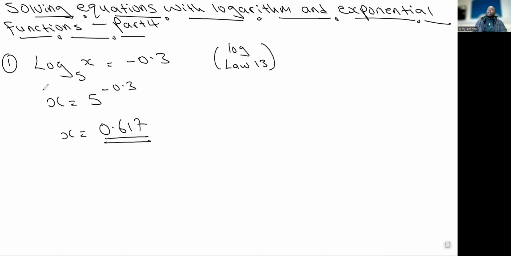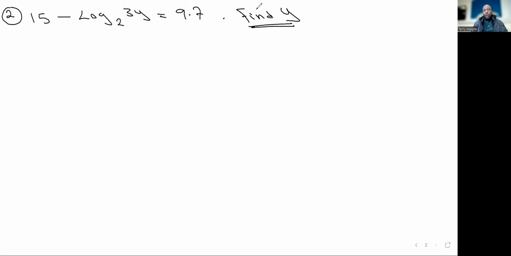All right. Good. So this is just a warm-up question. We're just warming up. So number 2 now. We have 15 minus log 3y to base 2 is equal to 9.7. So we're looking for y. So the question is to find y. We need to find y. So like I always say, you can pause the video, try and solve it, then come back and play it and see if you get the same answer like me. Or if you're struggling, don't worry, come back as well, press play, and you can check as well.